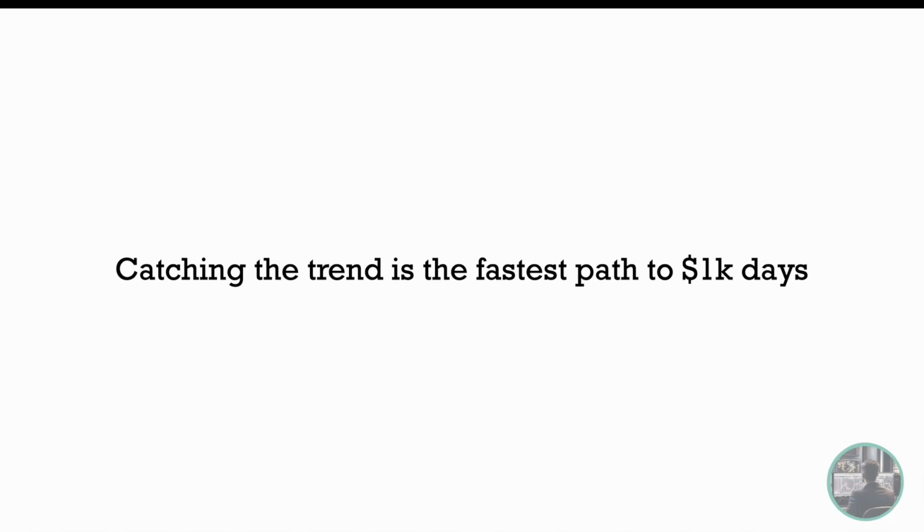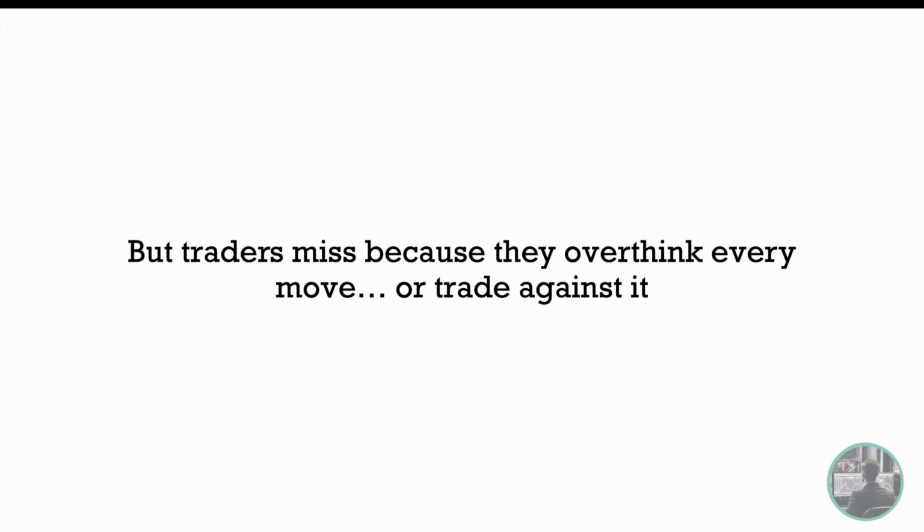Catching the trend is the fastest path to 1K days, but most traders miss it because they overthink every move, or worse, trade against it. They try to trade what they think will happen, and that will always be a losing game, because the market is built to fake you out and trap you. Trying to short at resistance, but it rips right past you, or trying to buy the dip, but it just keeps dipping. This is how we get burnt over and over, and never make any lasting profit.